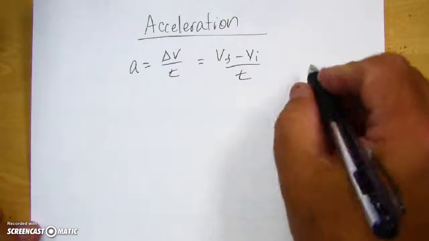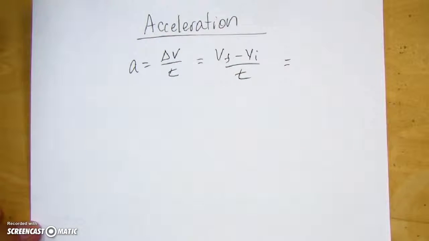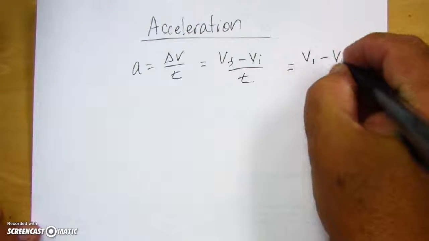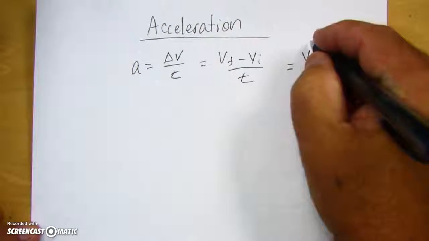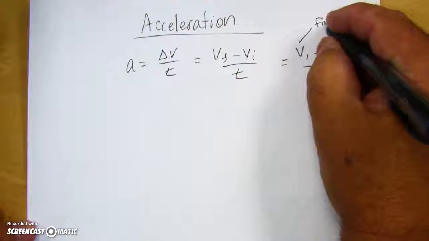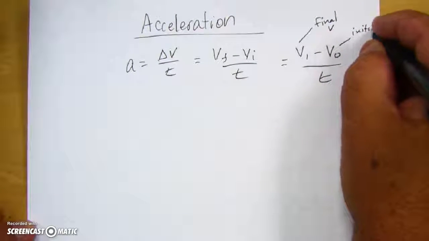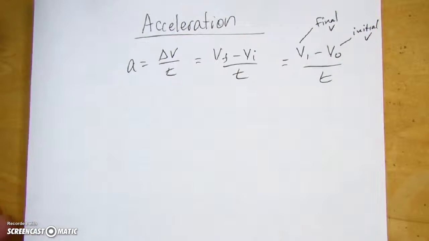Also, in addition to VF minus VI, as you're trying to understand this, you may see it sometimes written as V1 minus V0 over T. In either case, one represents the final speed and the other represents an initial speed. Again, I'll probably use this one, but both of them are fine to use.